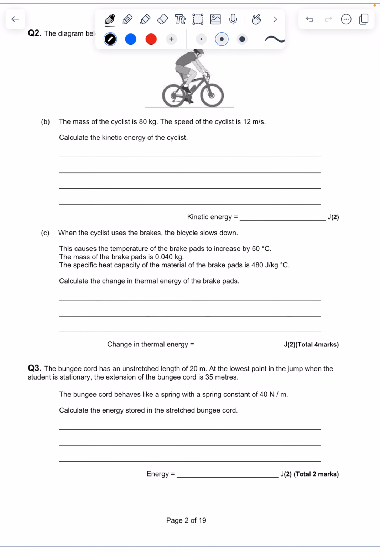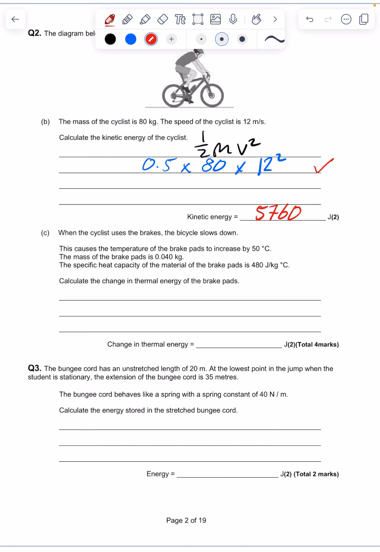Here it says, again, we want to calculate the kinetic energy of the cyclist, so we still want to use that same calculation of half times mass times velocity squared. So we're going to put in 0.5. The mass here, it says, is 80. And then, once again, we use that 12 squared. Once we've plugged that all into the calculator, you should have an answer of 5760. So obviously 1 mark for the answer and 1 mark for substituting the numbers into the equation.